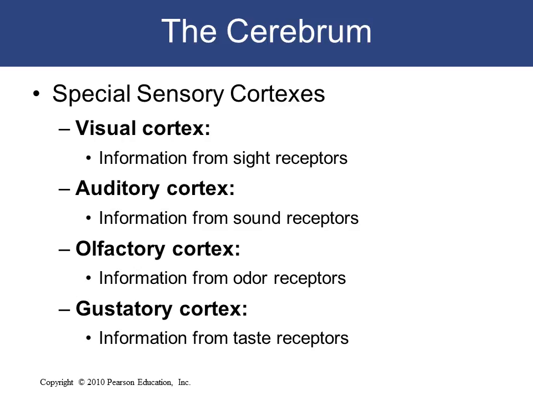We have the special sensory cortices. We have the visual cortex on the cerebrum that receives information from sight receptors. We have the auditory cortex that receives information from sound receptors. We have the olfactory cortex that receives information from odor receptors, and we have the gustatory cortex that receives information from taste receptors. Those are the special sensory cortexes that can be found on the cerebral cortex.